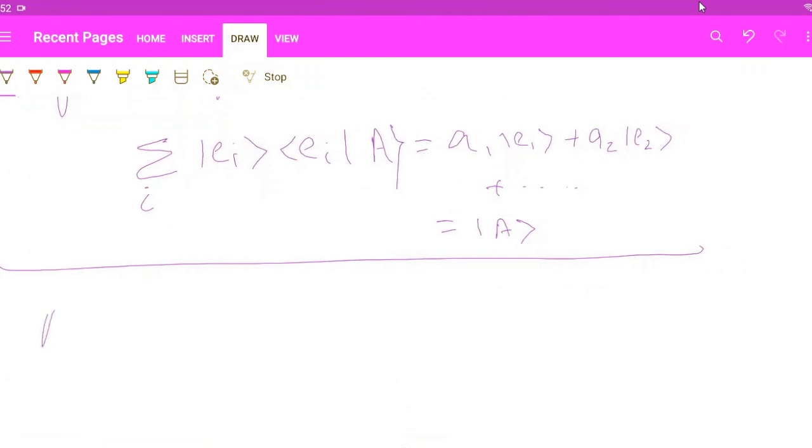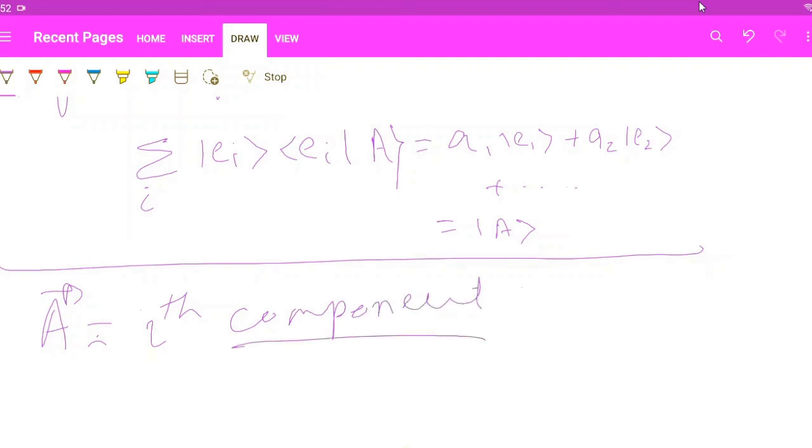Suppose I have a vector A and I want to find out what is its ith component. What do you do? What do I mean by the ith component? The ith component means the projection of vector A along the ith direction. So you just take a dot product of ei with A and it will give me A_i, the ith component, right? The same thing I am doing over here, but here we know that this A_i is along the ith direction.